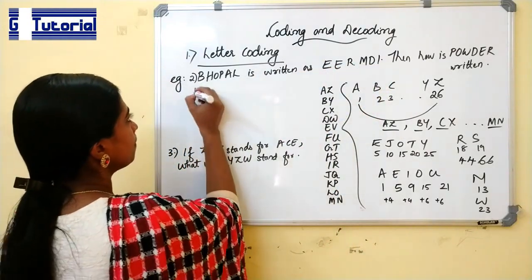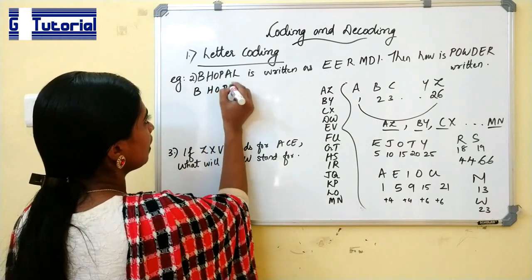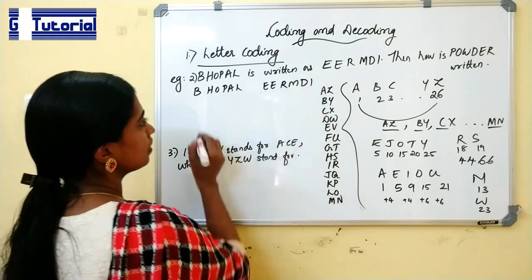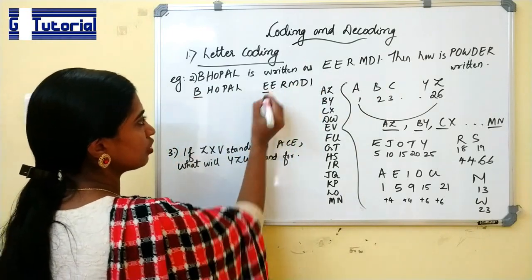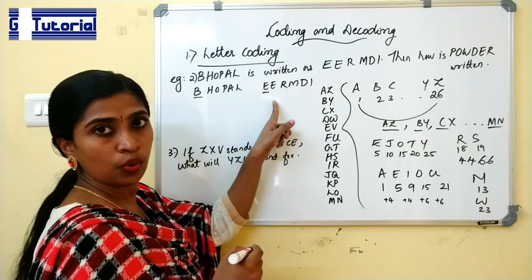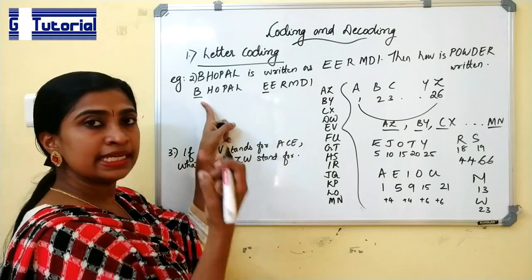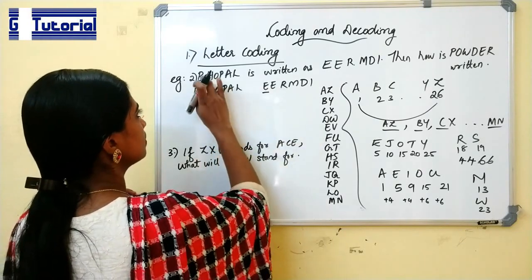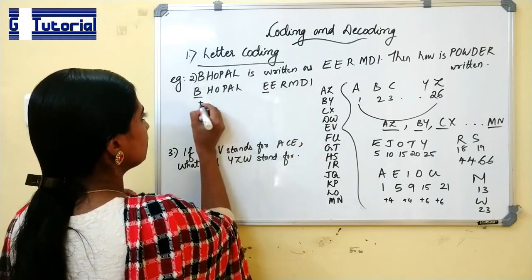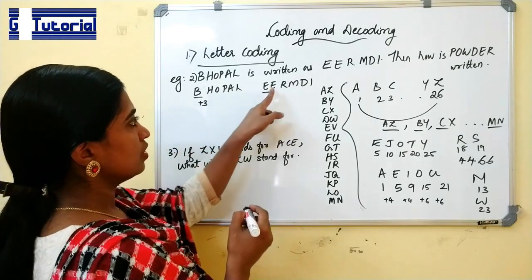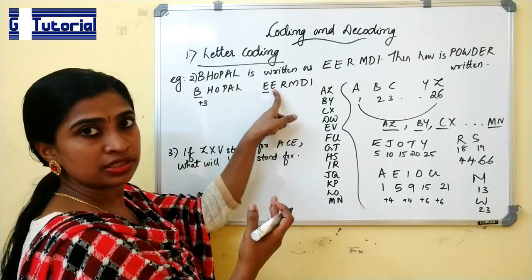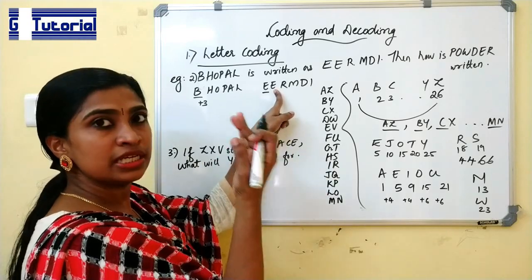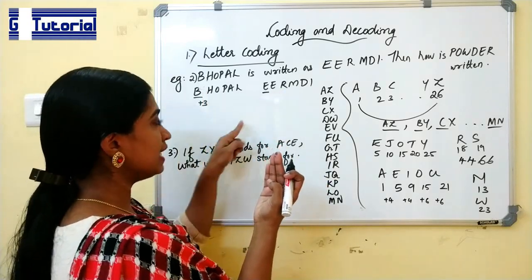Bhopal, and the code is EERMDI. We can check the first letter of the actual word and the code. B, C, D, E. So B plus 3 gives E. Similarly, H. E is before H. That is, let us start from E. E, F, G, H. That is, H minus 3 gives E.